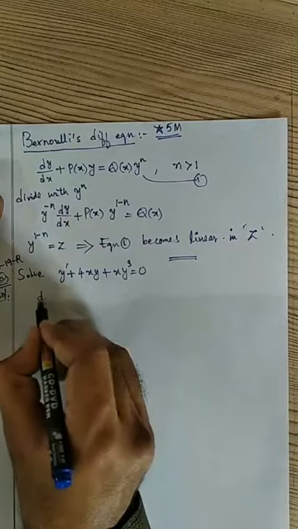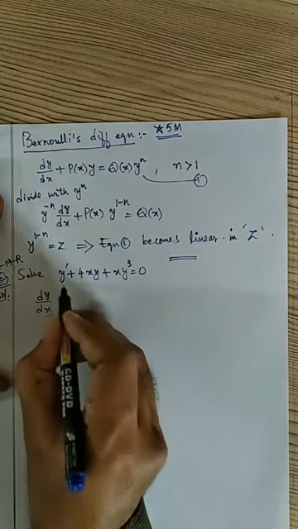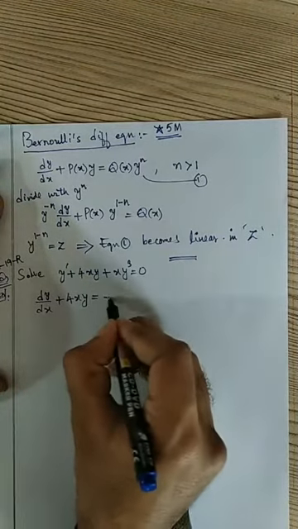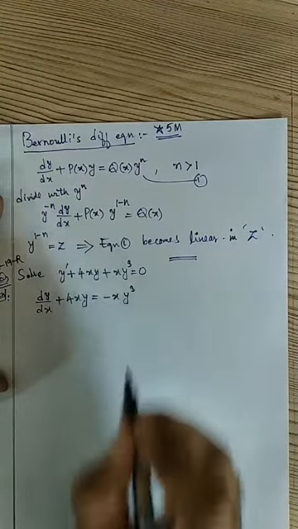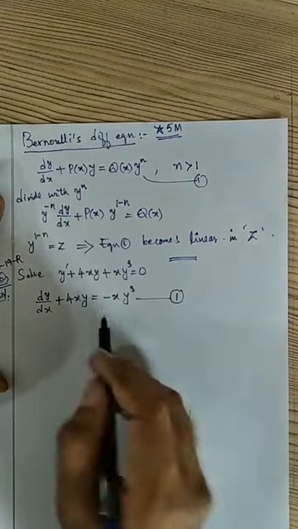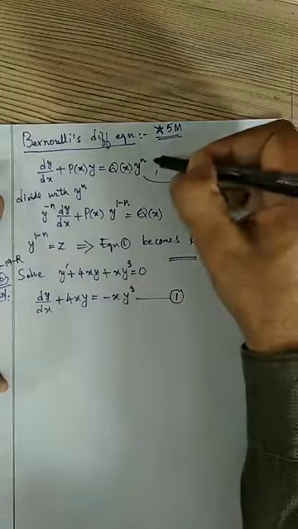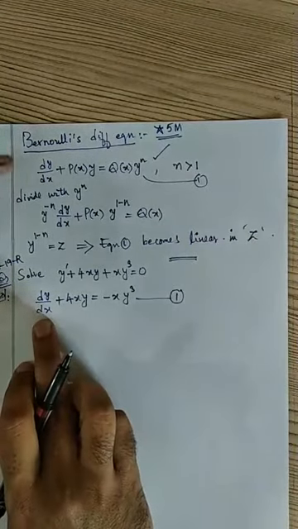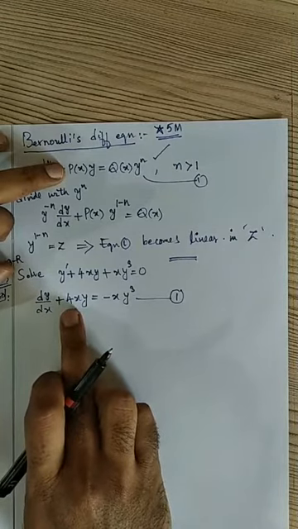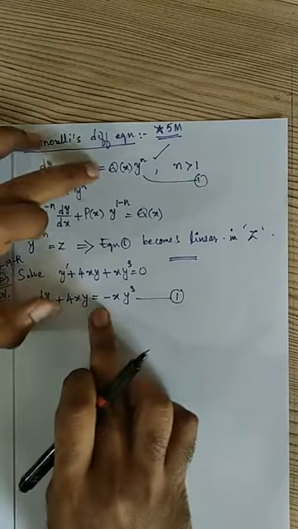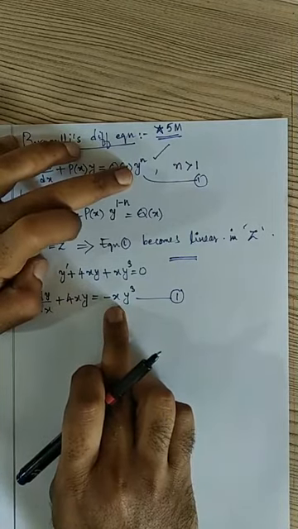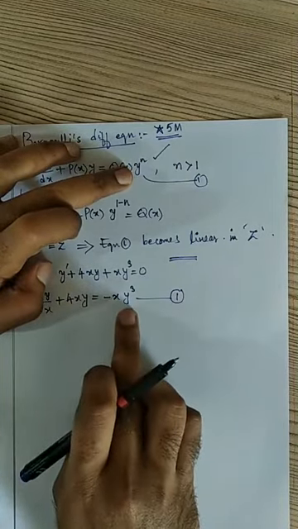Now this can be written as dy by dx plus 4x into y equals to minus x y cube. Consider this as equation 1. Now if you observe, this equation is of this form. dy by dx is there, plus p, in place of p we are having 4x, into y equals to q. In place of q we are having minus x, and y power n. In place of y power n we are having y cube.